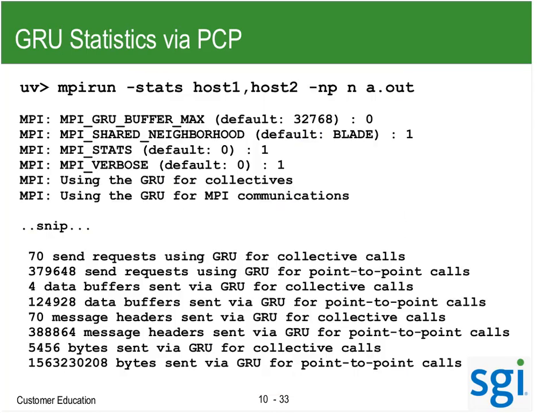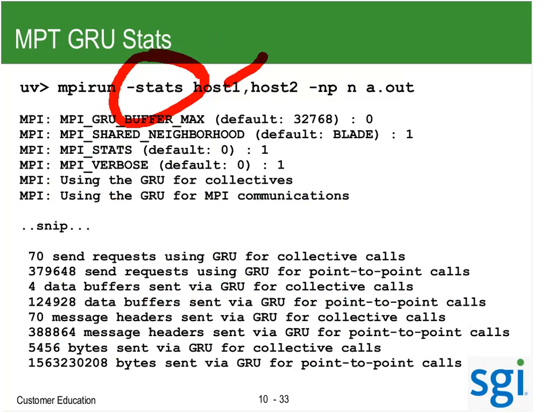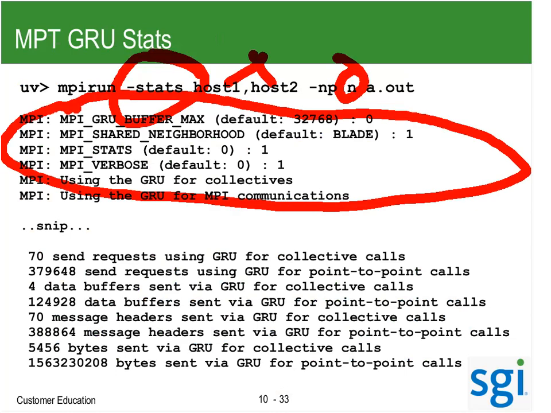Or I should say in demo. Now if I'm running with MPT, there is this -stats. And I'm going to do this in demo and specify the host, the number of CPUs, and there is a verbosity option to tell me how things are set up. And then there are a statistics report to tell me how much the GRU is being used.